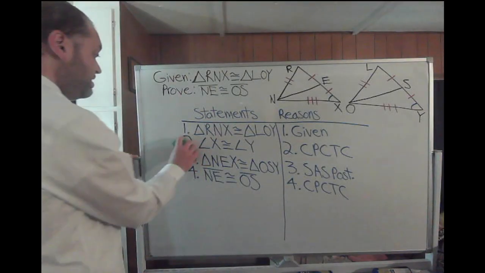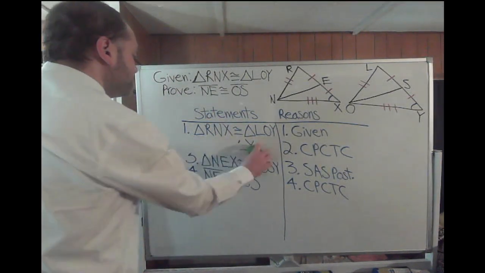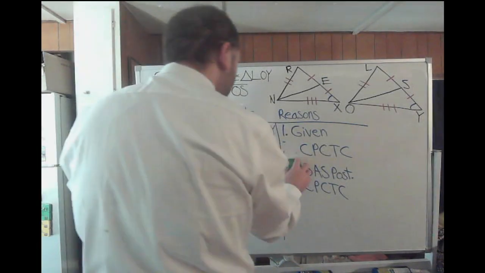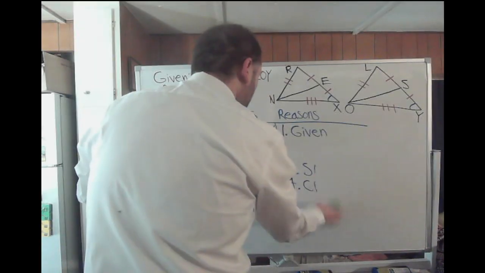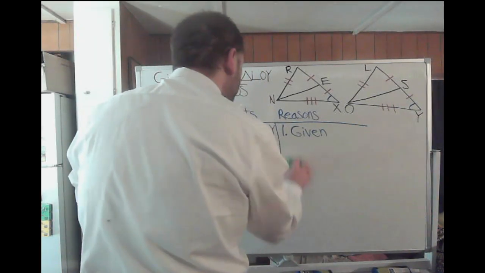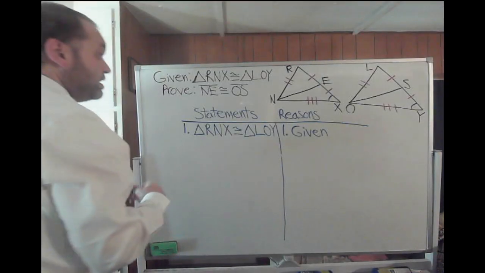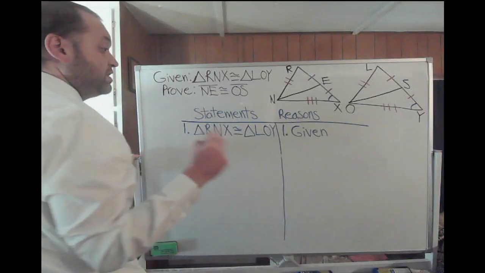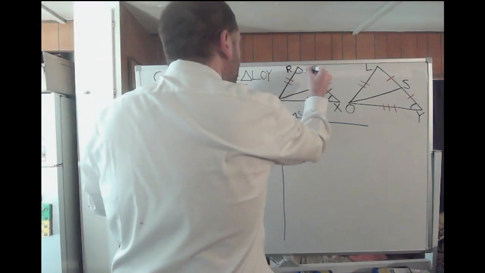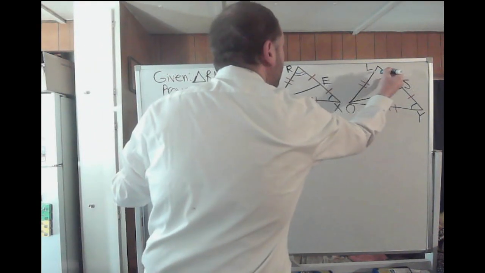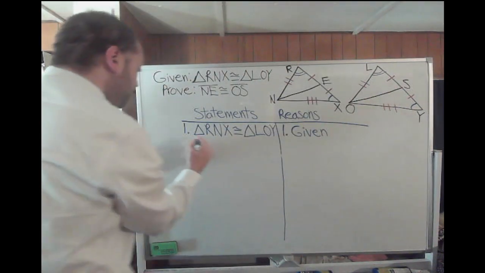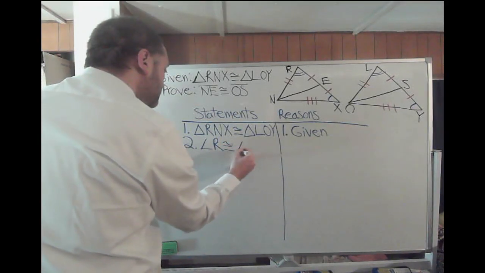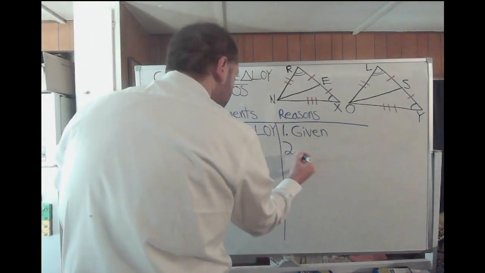Now, I'm going to show you a minor tweak here. There's another way you could have done this proof. There's absolutely a second way you could have done this proof. What I'm showing you is one way. I'm going to show you another way. So if the 2 master triangles are congruent, isn't it also true that angles R and L would be congruent to each other? By the same reason, angle R would be congruent to angle L by CPCTC.